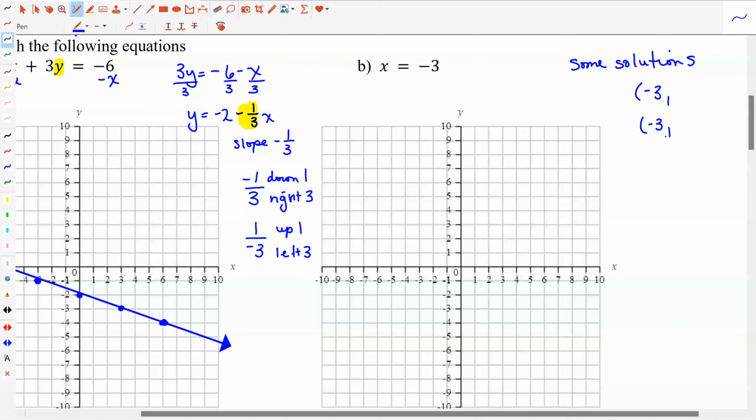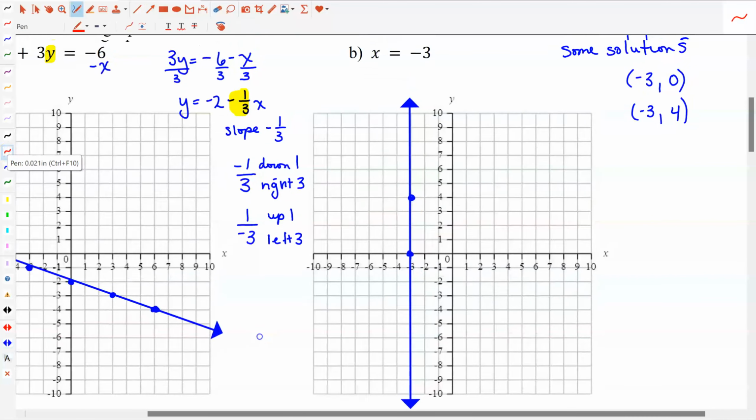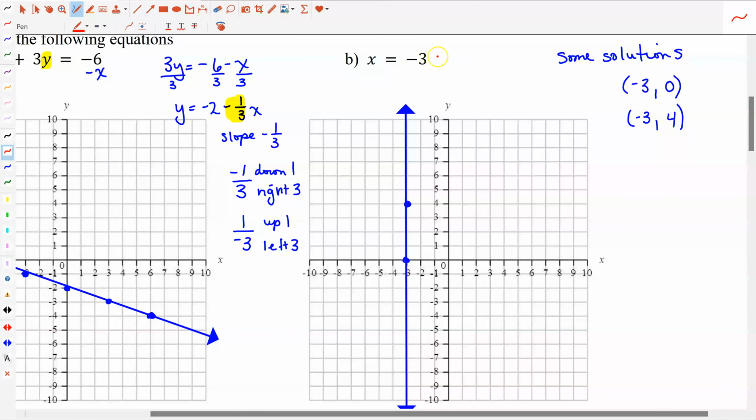So for instance, the ordered pair (-3, 0) is a solution to this equation. The ordered pair (-3, 4) is a solution to this equation. As long as the x-coordinate is -3, it's a solution. If I go ahead and plot those two ordered pairs, (-3, 0) and (-3, 4), we only need 2 points to graph a line. So if I connect those 2 points, we can see that we will end up with a vertical line.